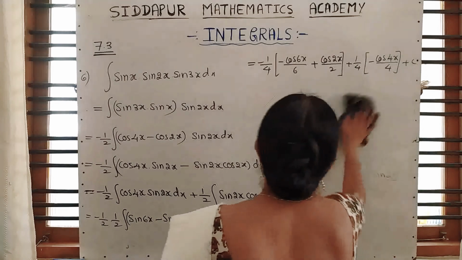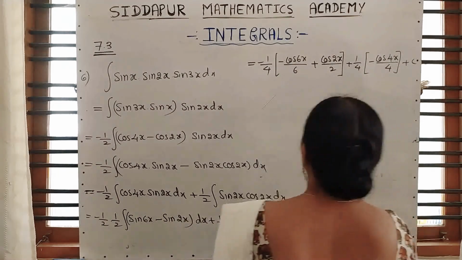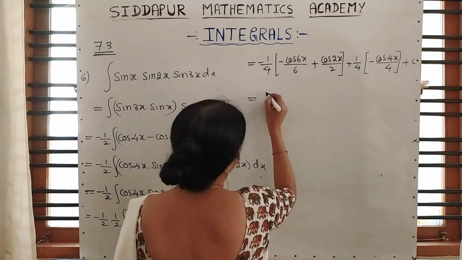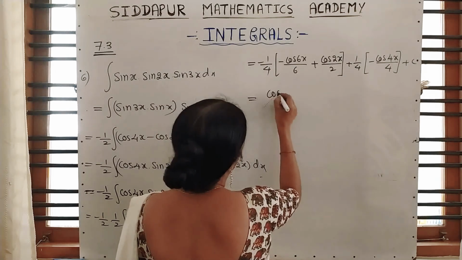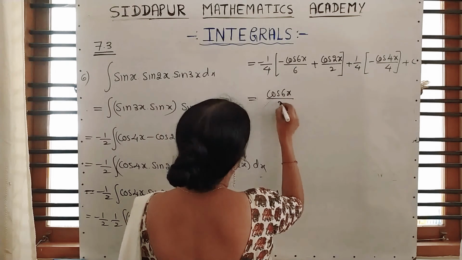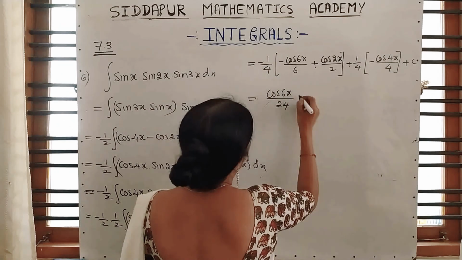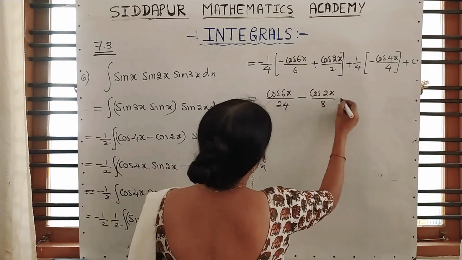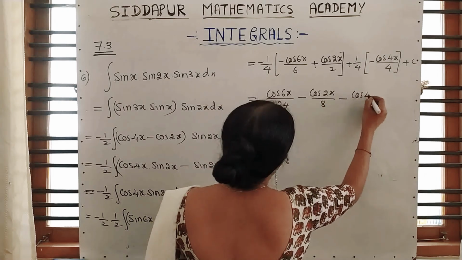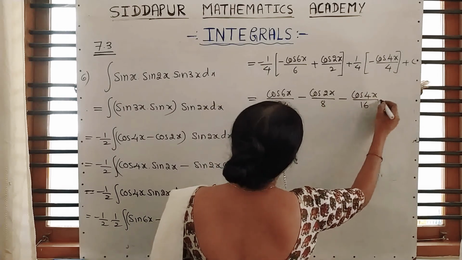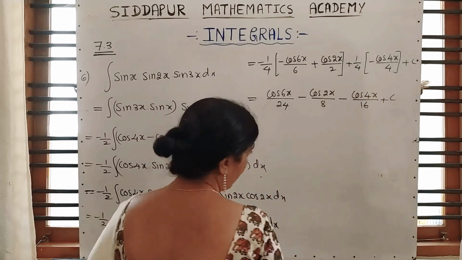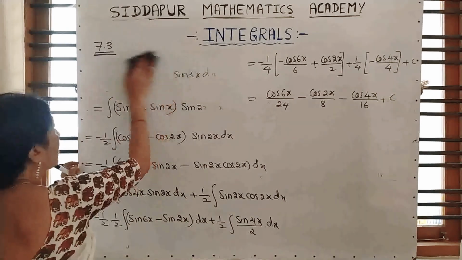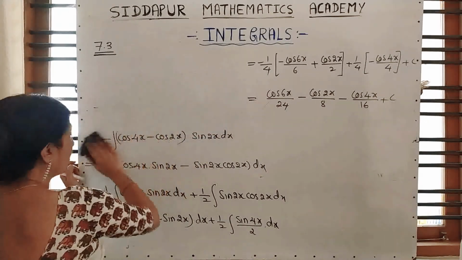Now the integration is completed. If you want, take the minus 1 by 4 inside the bracket. Minus into minus, plus cos 6x divided by 24, this is minus cos 2x divided by 8, minus cos 4x divided by 16, plus c. Understood? It depends on the students and how perfect they are in the formulas.